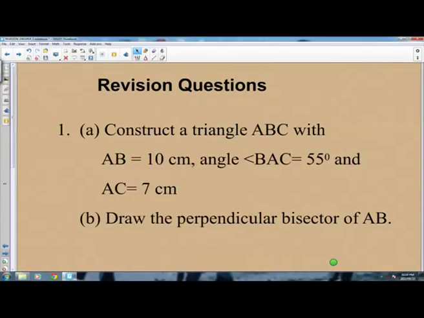Question number 1 says, construct a triangle ABC with AB equals 10 centimeters, angle BAC, that is the angle at A, 55 degrees, and the side AC is given as 7 centimeters. That is part A of question number 1. So let us construct this.